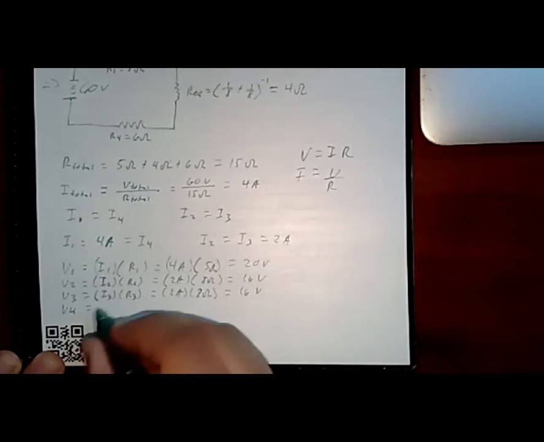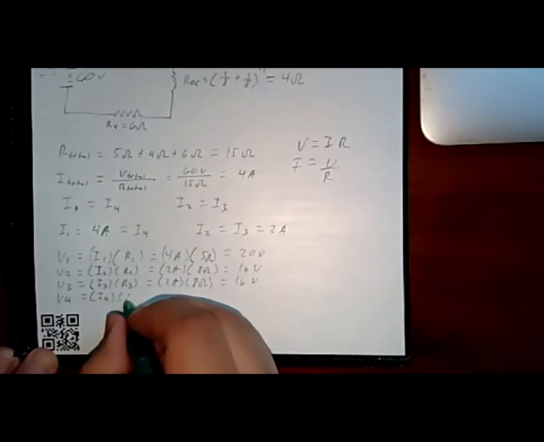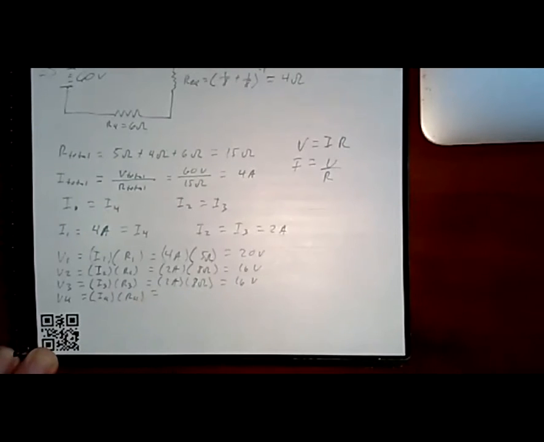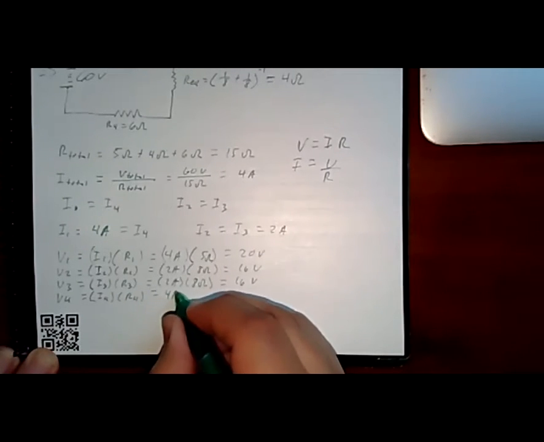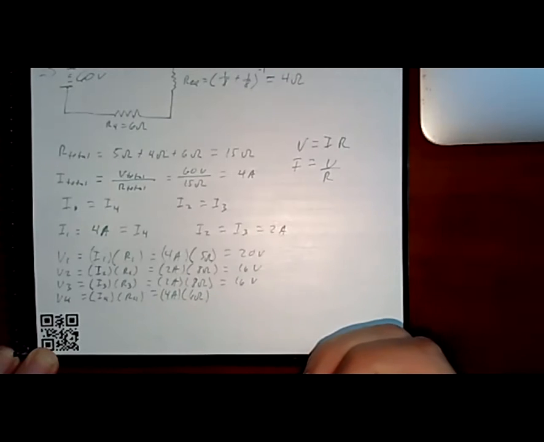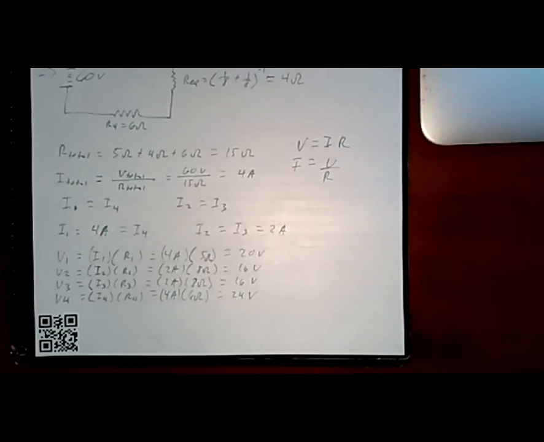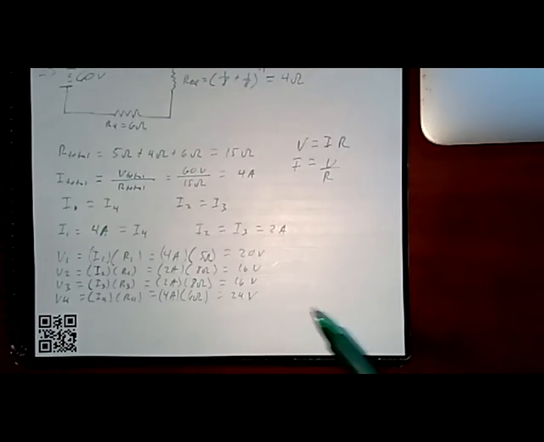V4 will finally be I4 times R4. I4 being 4 amps times 6 ohms, yeah, 24 volts. Okay, so these are all theoretical values, right? When we get to the lab, we'll actually measure and see how close they are to reality. But mathematically, these are correct, right?